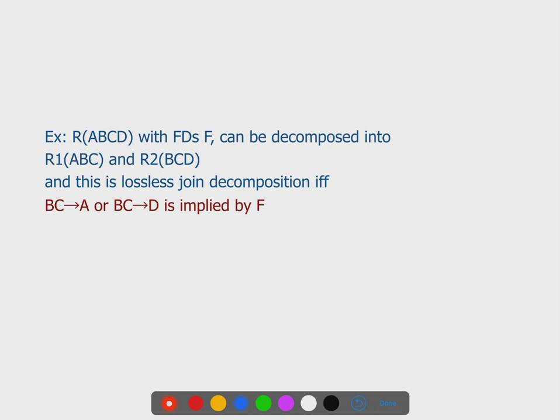Here's an example. Let's say we have R, a relation with functional dependencies, let's say F. This can be decomposed into A, B, C, and B, C, D, like we have seen before. But for this decomposition to be lossless join decomposition, the intersection of A, B, C and B, C, D, which is B, C, should be either a key in R1 or should be a key in R2.